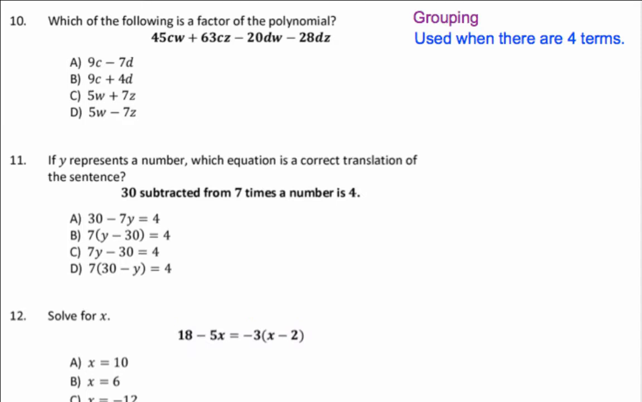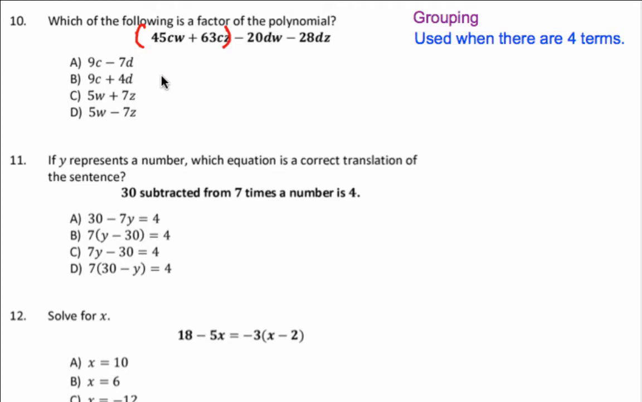Problem number 10 asks you to find the factor of the given polynomial. When you see four terms, grouping is the method of factoring that you want to use. There's no guarantee that in general grouping will work when there are four terms, but the problems they give you, you'll know that grouping will work. What you want to do initially is to group the first two terms. Just isolate them. It doesn't make any algebraic change. So we'll put a set of parentheses around the first two terms.